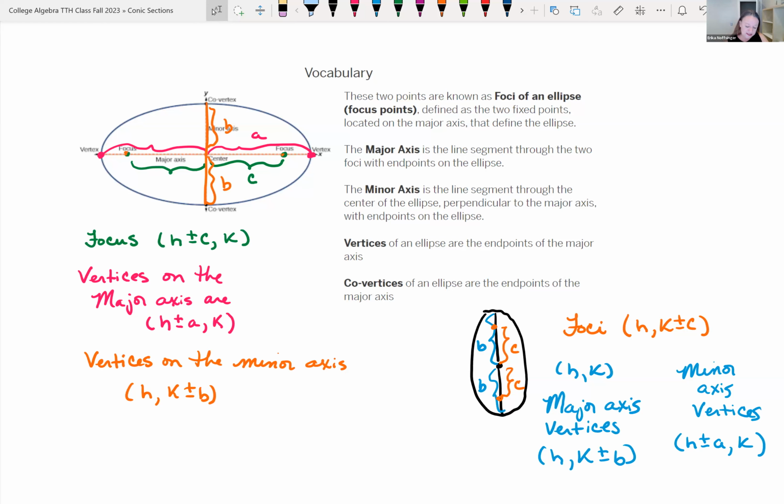So finding out where the center is, if it's in this form where it's elongated this way, we have x minus.